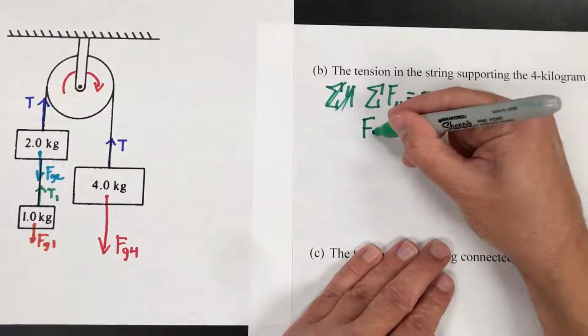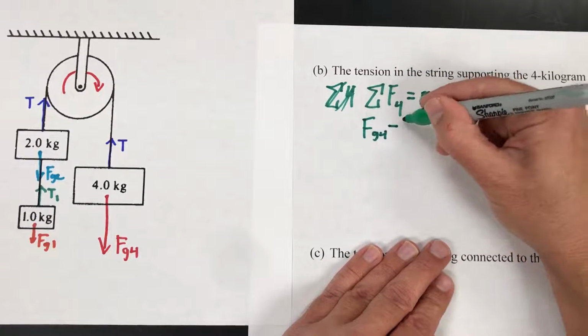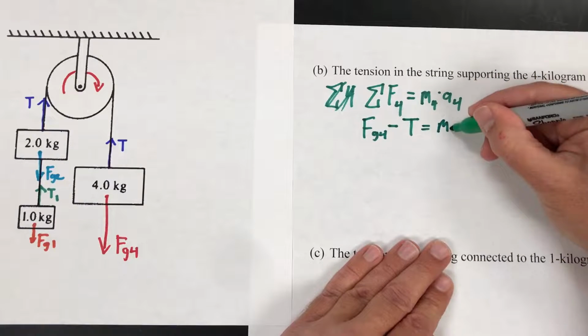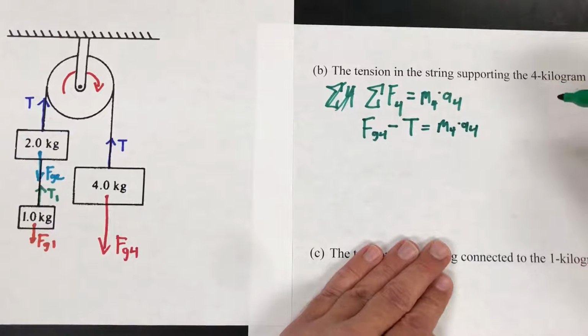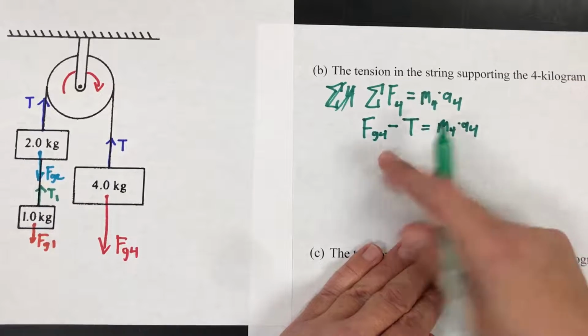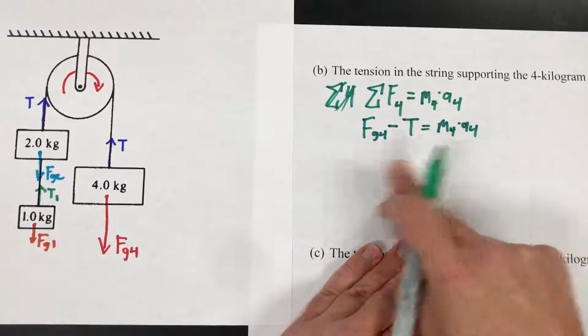So we've got the force of gravity on block 4 down, and we've got the tension back up the other way. So that will be the mass of 4 times the acceleration of 4. I'm going to do 2 things at once now. I'm going to move the tension over here, and I'm going to move this right side over to the left side.